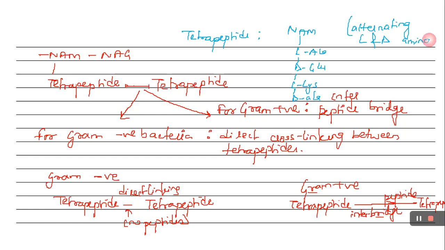You can see here, one is L, then D, then L-lysine, then D-alanine. So this is how they are alternating. Okay, so I am removing this tetrapeptide part here, and moving forward to the next part.